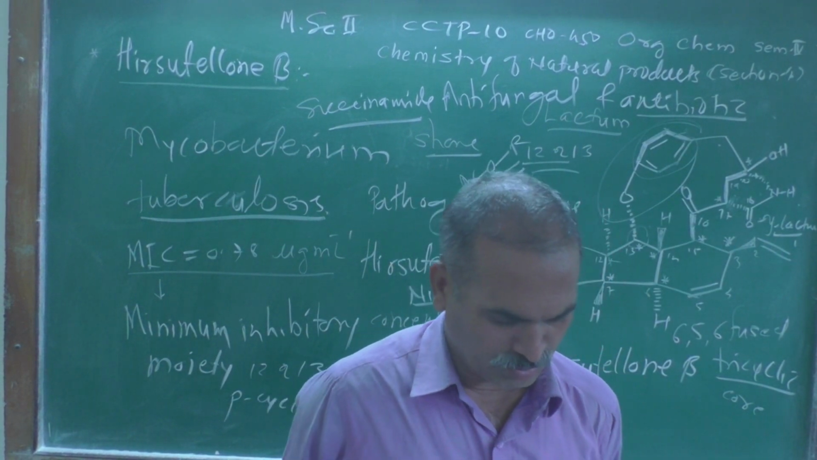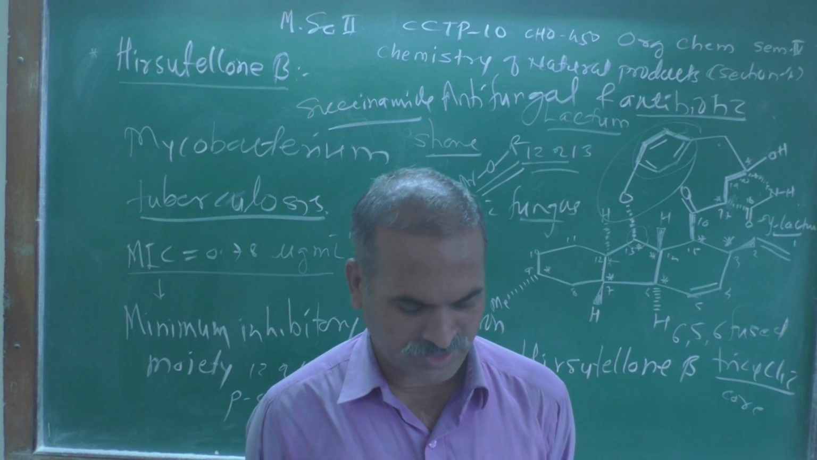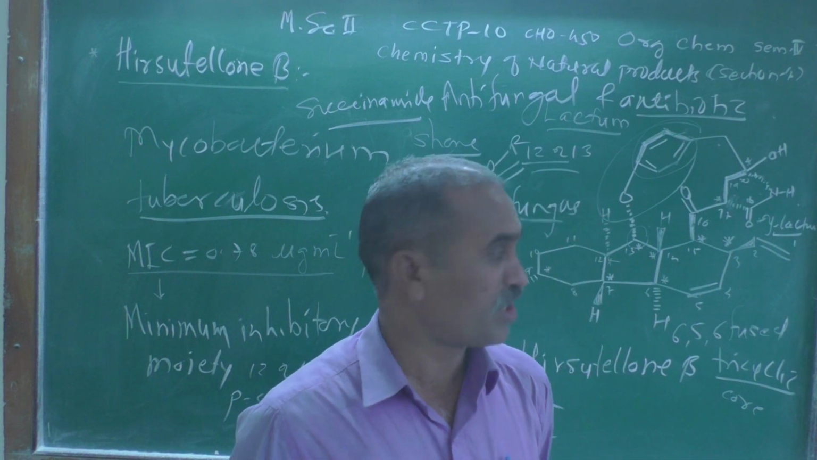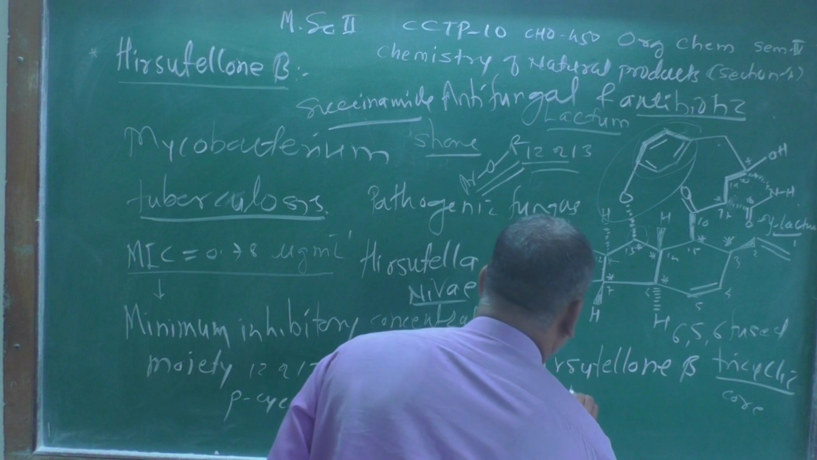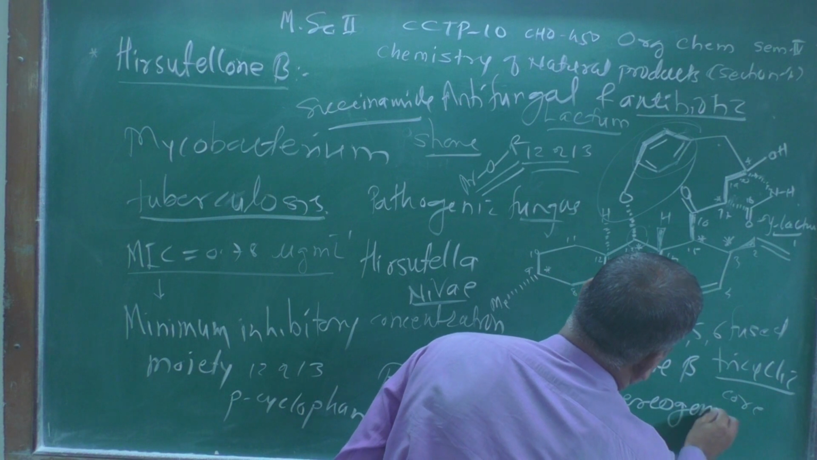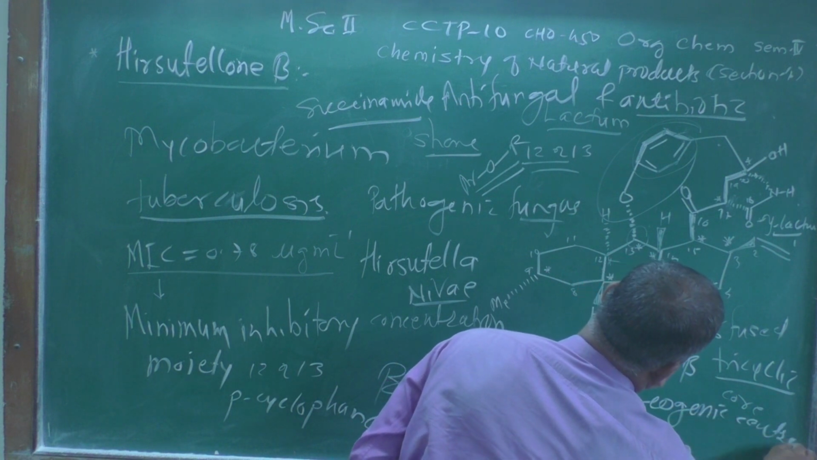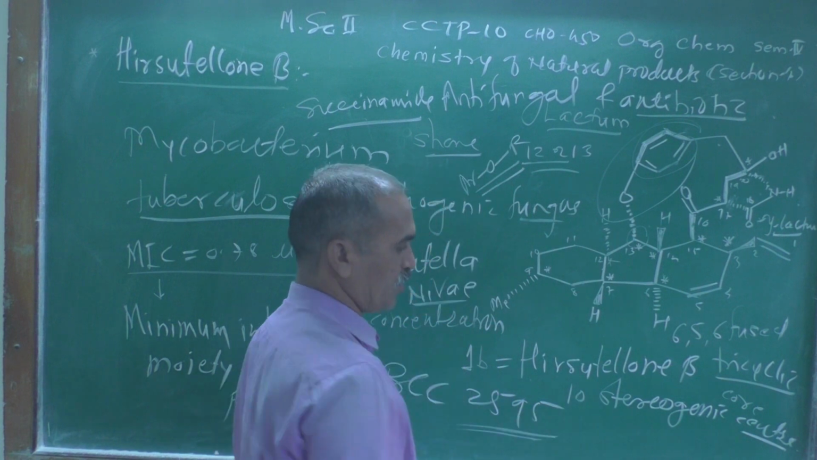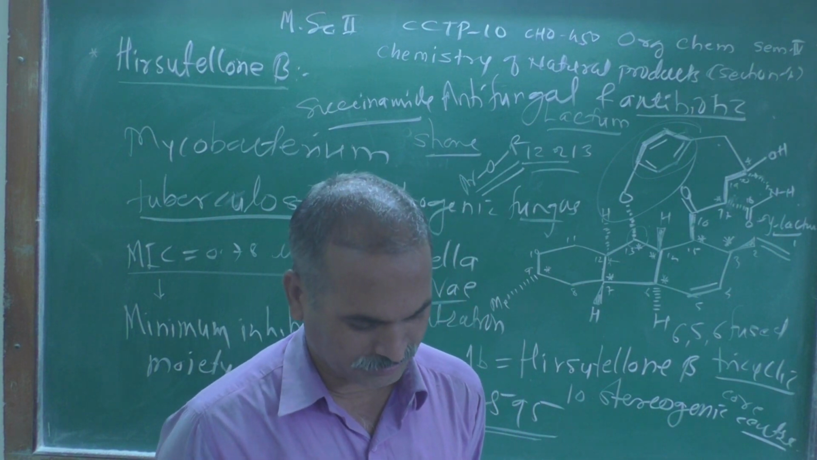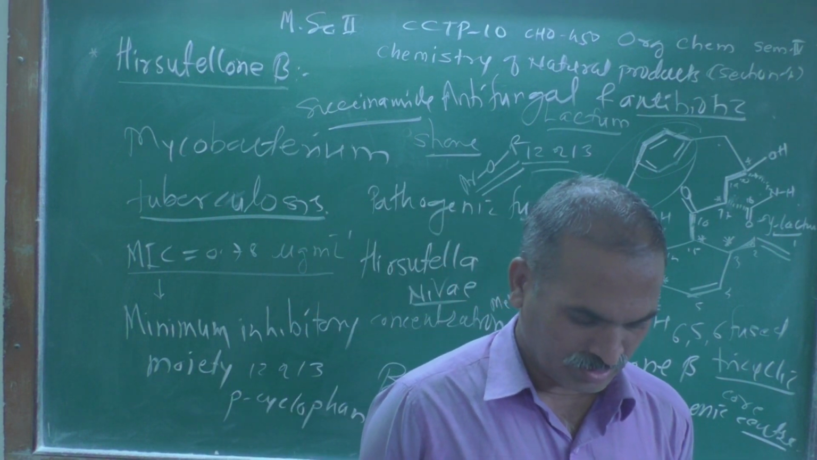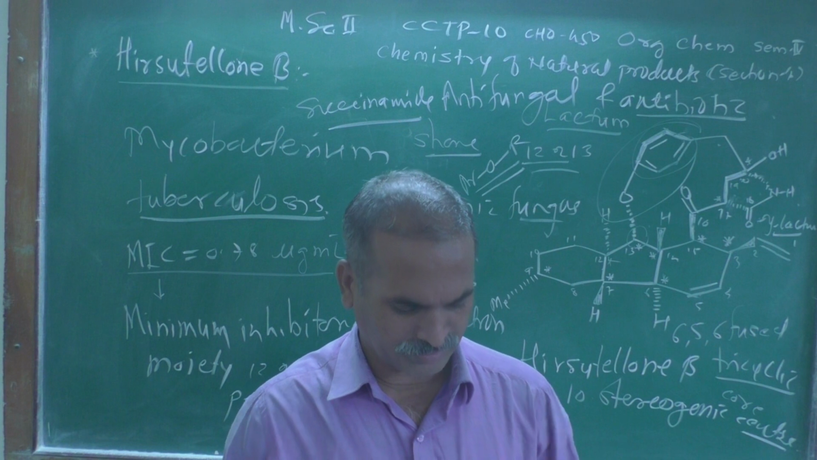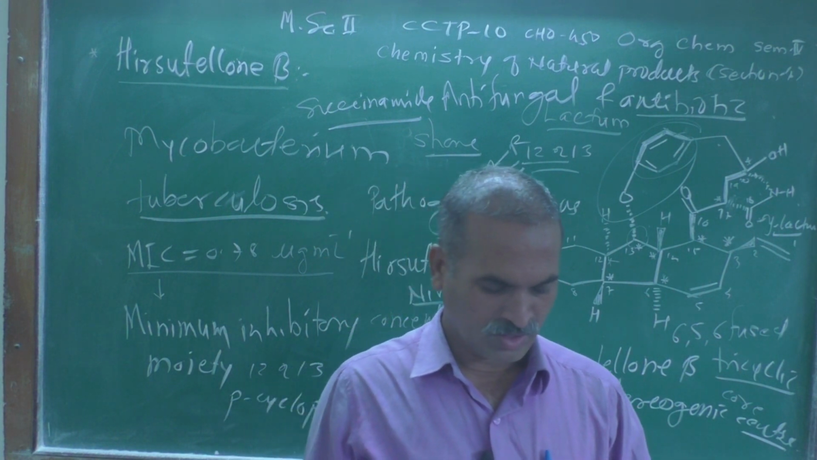The structural motif which encompasses an aryl ether linkage and stereogenic centers, that is an important one. Stereogenic center. There are 10 stereogenic centers, meaning chiral centers or asymmetric carbon atoms. 10 are present.